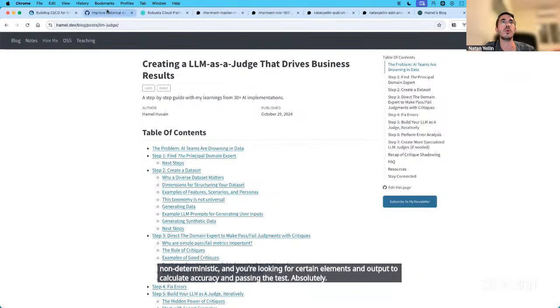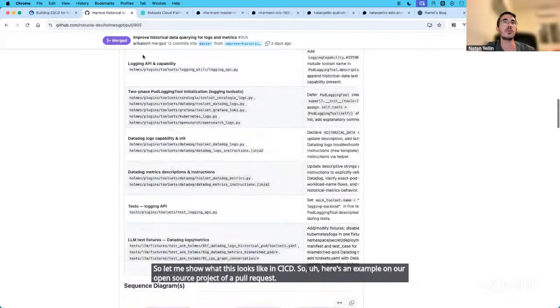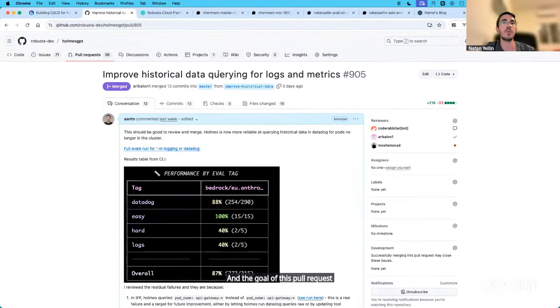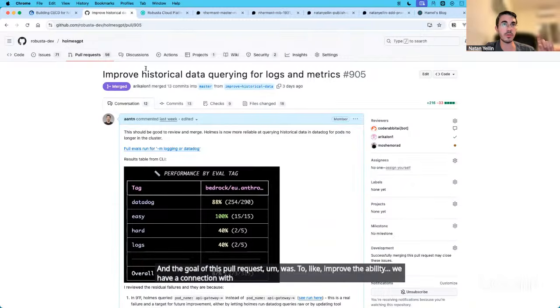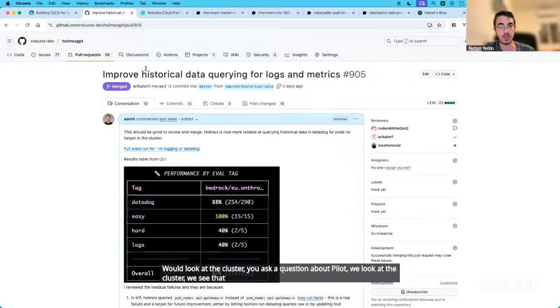Absolutely. So let me show what this looks like in CI/CD. Here's an example on our open source project of a pull request. The goal of this pull request was to improve the agent's use of our connection with Datadog. One of the failure modes we saw was that sometimes the agent would look at the cluster when you asked a question about a pod, say that the pod doesn't exist anymore, and then stop.